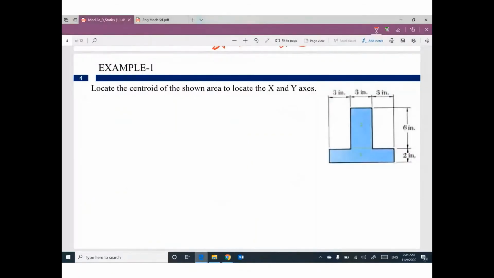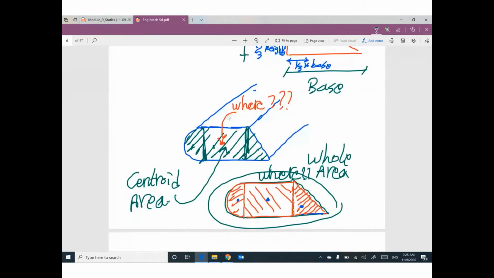Example number 1. We have a cross section that looks like an inverted T shape. Can you locate the centroid of this shape? One more time, this shape in real life looks like this.